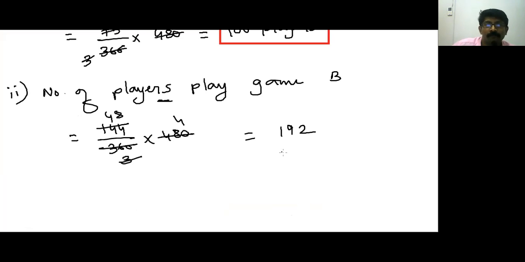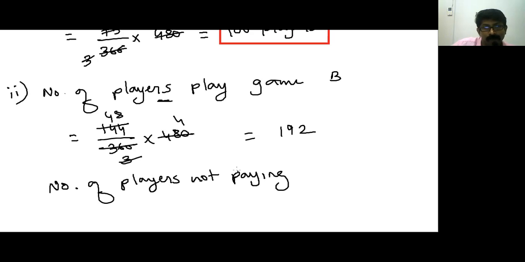192. And now what are we going to do? Now we have to calculate the number of players not playing game B. That would be 480 minus 192, and that becomes 288.